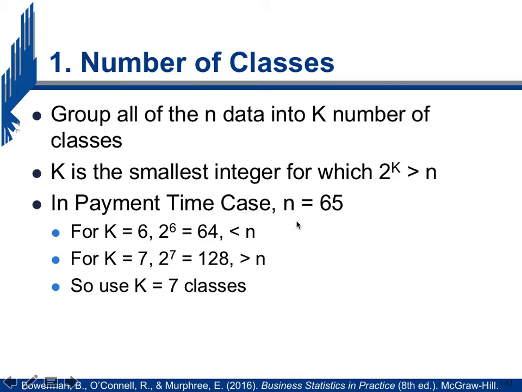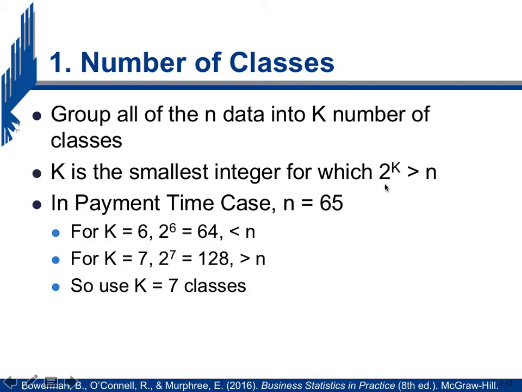So our goal is to look for the smallest integer k that will satisfy the equation. You can start with k equal to 1 and then keep on increasing until you satisfy this equation. So here in this example, we can start with k equal to 6, where 2^6 is equal to 64. Now, although 64 is very close to n equal to 65, this is still less than 65. That's why we still have to increase that by 1. So 2^7 is now 128 and is greater than n. So a better value for k is 7, or there should be 7 classes or 7 intervals in our frequency distribution.